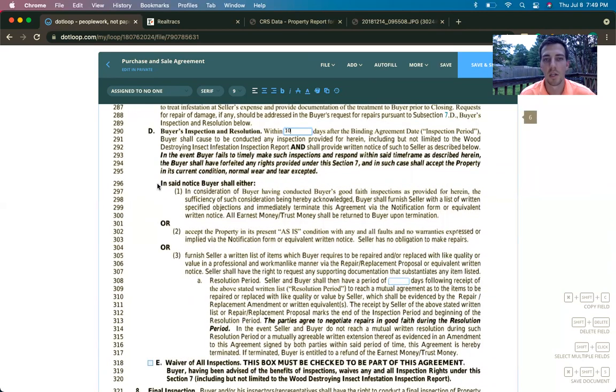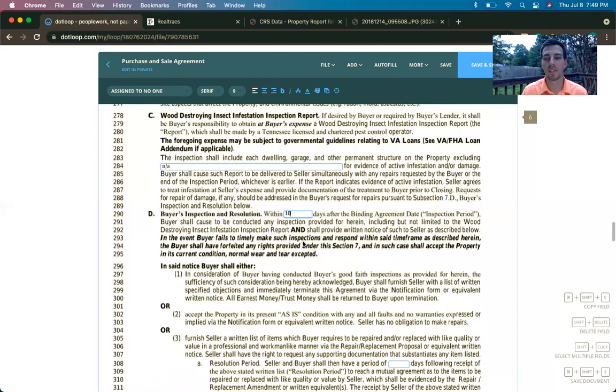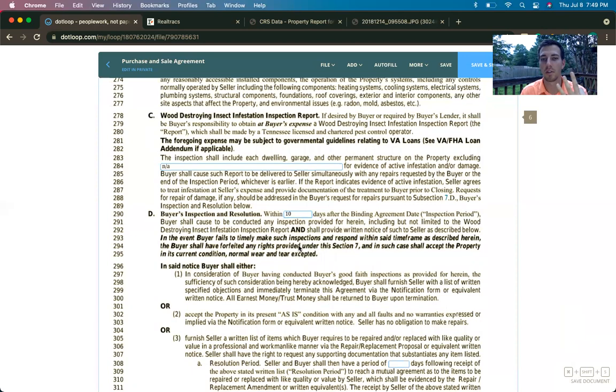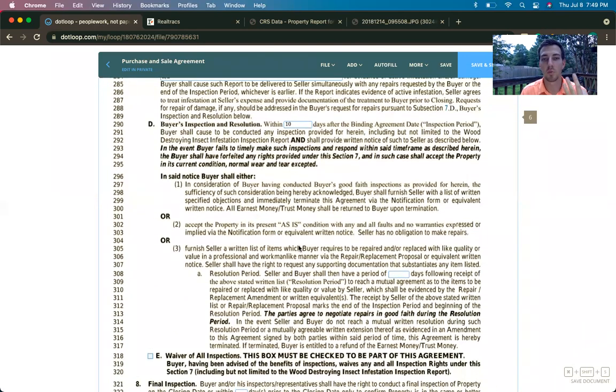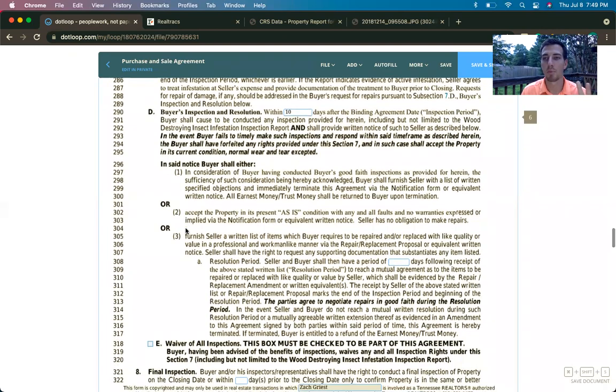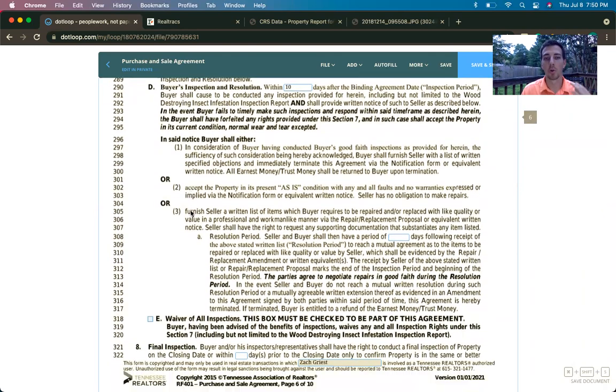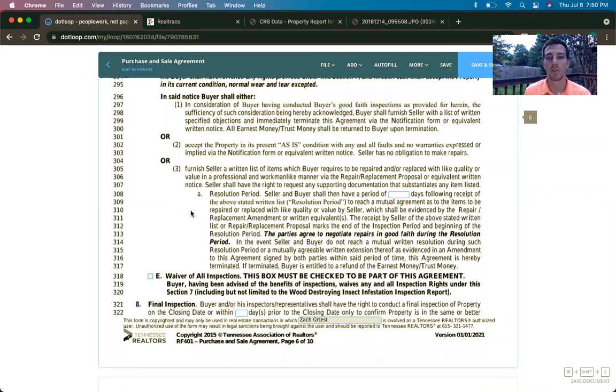Line 296, within those 10 days, in consideration of buyer having conducted buyer's good faith inspections as provided for herein, the sufficiency of such consideration being hereby acknowledged, buyer shall furnish seller with a list of written specified objections and immediately terminate this agreement. So within this 10-day period, you have 3 options. If you find things wrong with the home, you can either 1, terminate the agreement; 2, accept the property in as-is condition; or 3, move to what's called the resolution period.